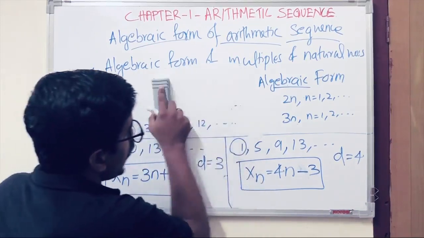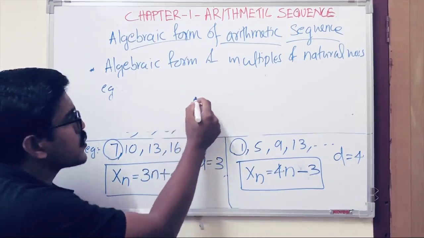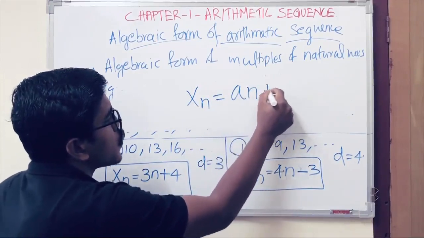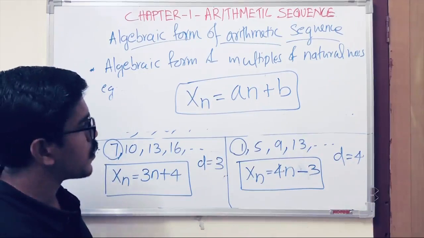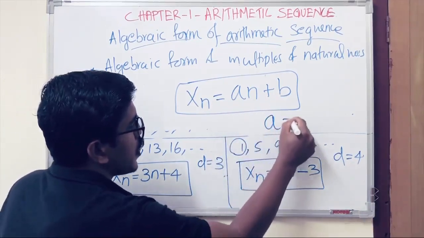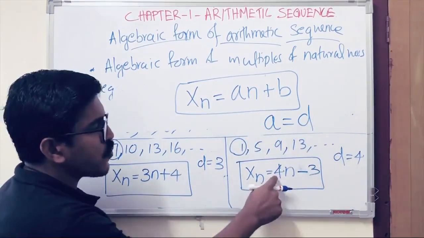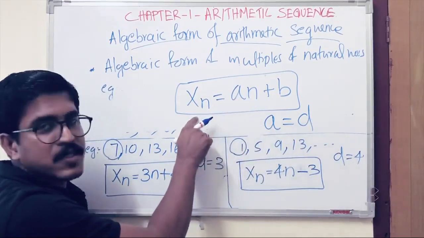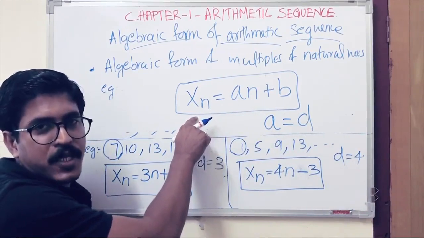So I conclude here that any arithmetic sequence we can write in the form xn equal to an plus b, and here a and b are constants and a is the common difference itself. You can see here 4 is the common difference. In this way a is the common difference. That is, this is the algebraic form or general form of any arithmetic sequence.